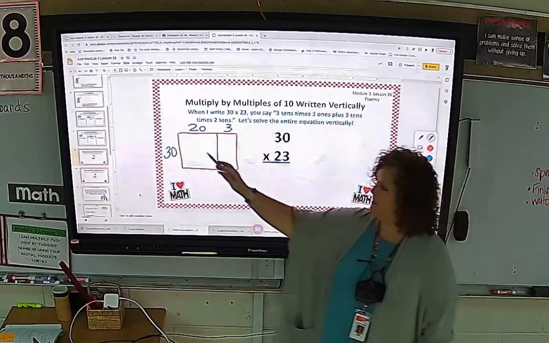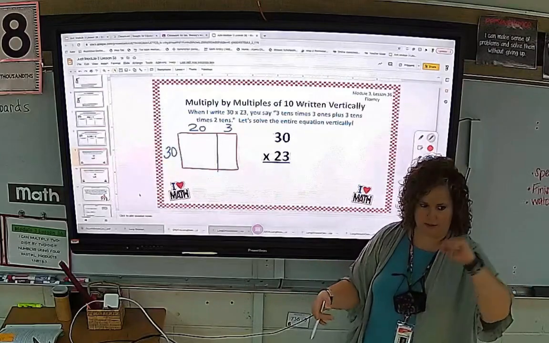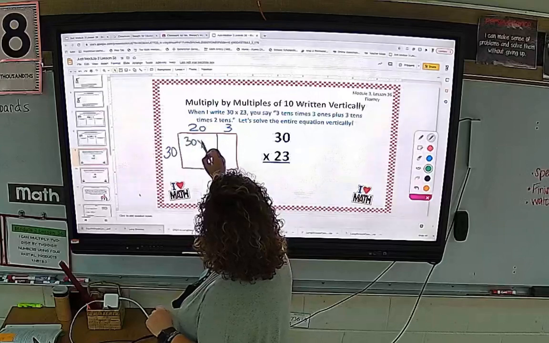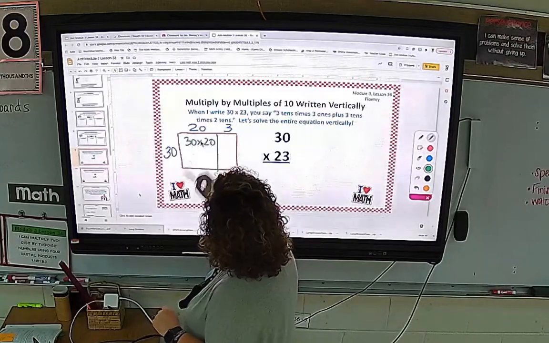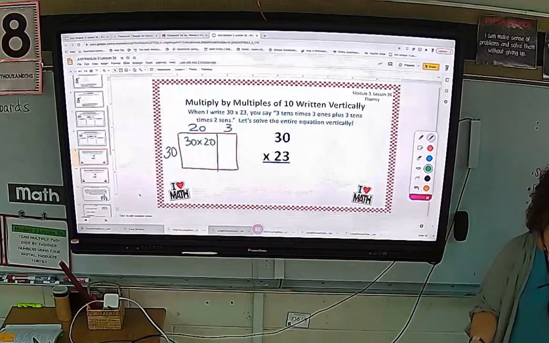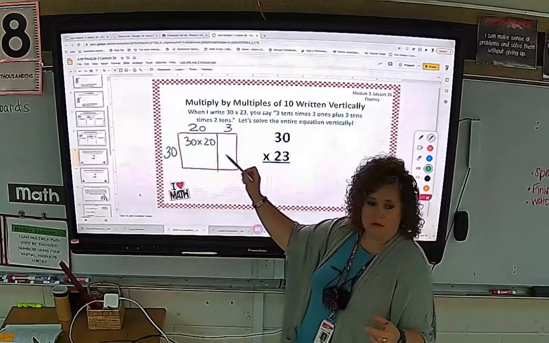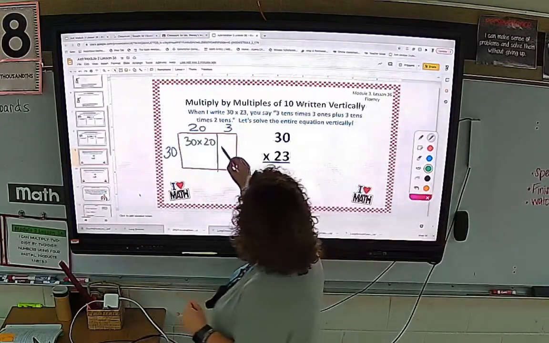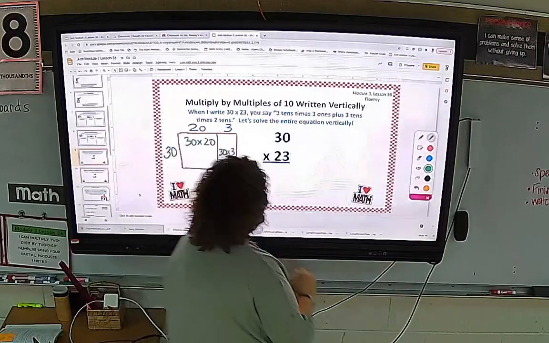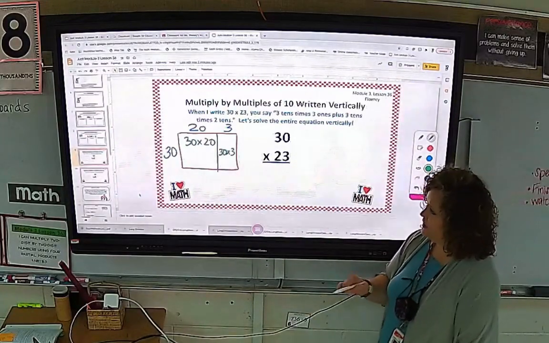Okay? What am I going to multiply that goes in this box? What is going to be my math equation, my math problem, Miranda? 30 times 20. Yeah, 30 times 20. So write that in there. Then what will the math problem be right here next door? Alexandria, what would it be? 30 times 3. I'm going to have to squish that a little bit. Okay. So now I'm going to write the answer to each of those. Each of those is a little simpler.